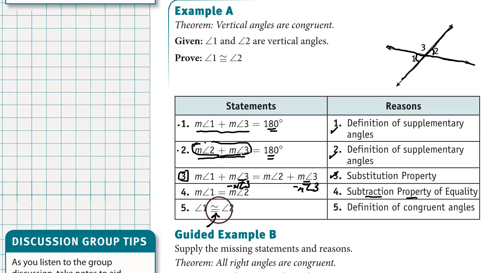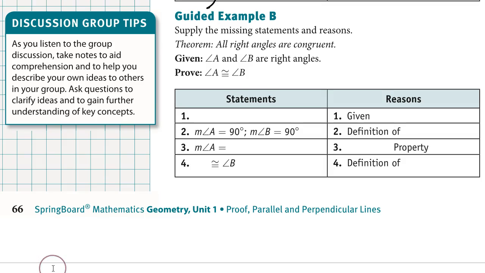congruent. We're going to use this reason a lot in our proofs in geometry, going from statements that involve the measure of angles to saying that they're congruent. That's the definition of congruent angles. So over here, all of these reasons are the justifications for making the statements on the left side. This whole thing together proves that this theorem is true. And once we've proved it, we can use it for the rest of the year. Vertical angles are congruent.